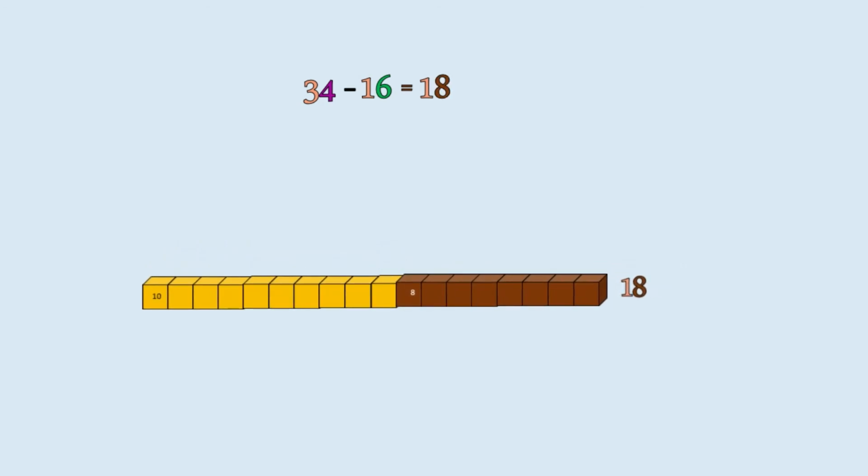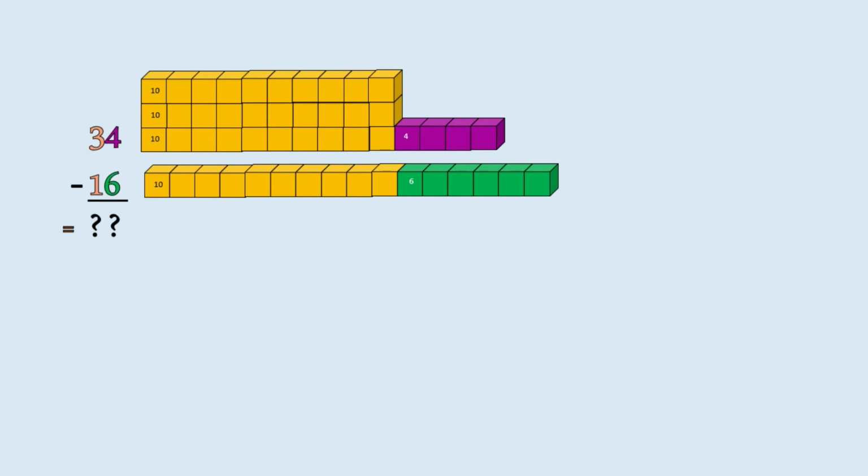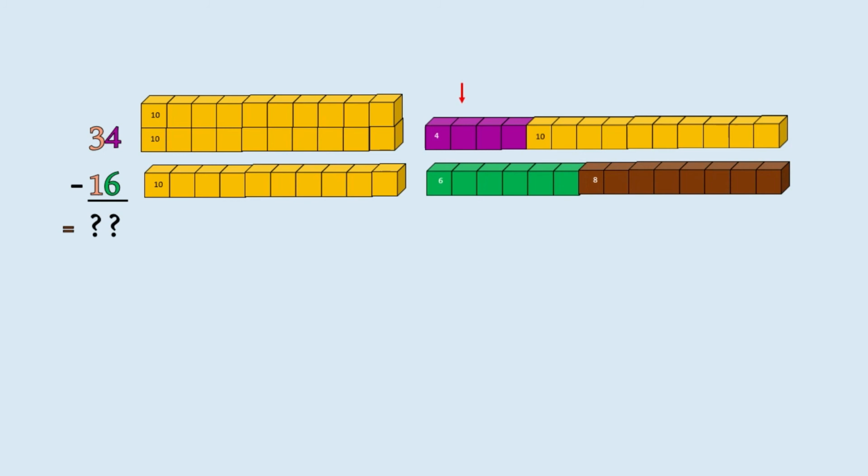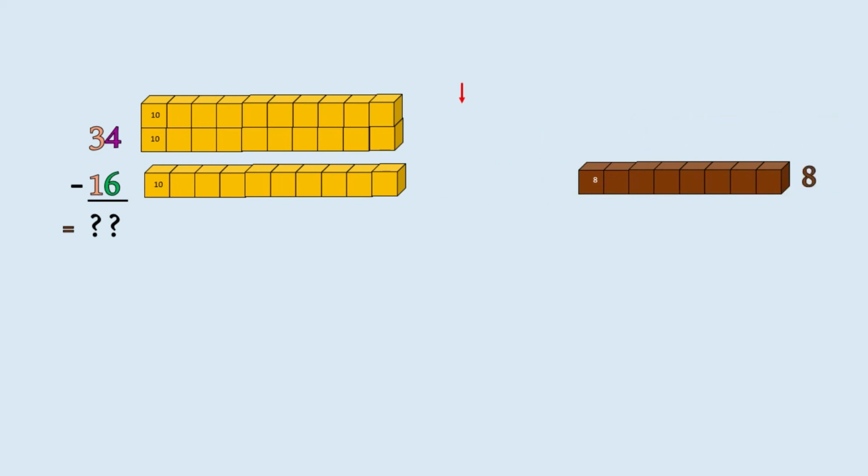Finally, solve this problem again using vertical number notation. Working first with the ones column, we borrow 10 from the tens column and move it into the ones column. We then find that the brown is what's left when we take the green away from the orange plus purple. The brown is 8, so we write 8 below the line in the ones column.